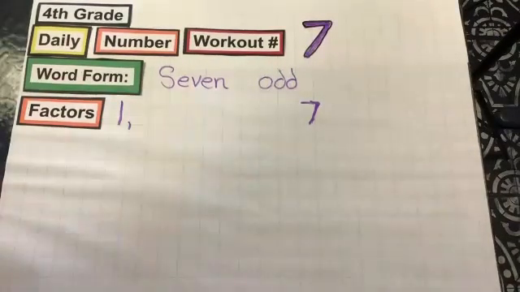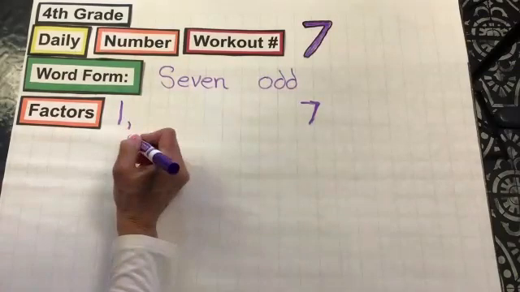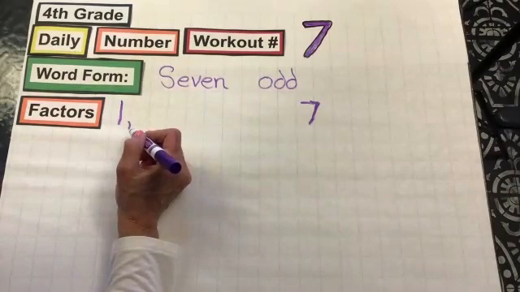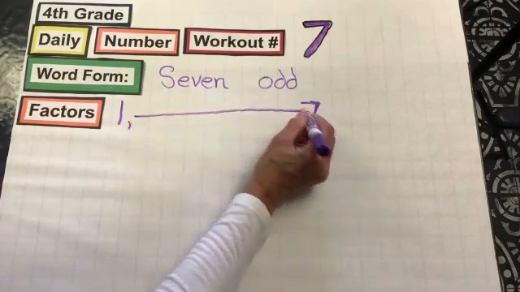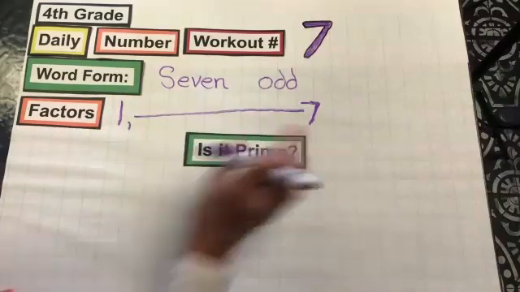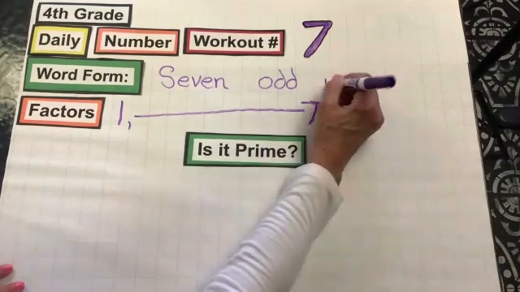All right, let's move on. So does 3 go in? Well, 3 times 2 is 6, so it does not go in. How about 4? 4 times 2 is 8. Nope. 5. 5 times 2 is 10. Nope. 6. 6 times 2 is 12. So none of those go in. So we are done. And because 1 and 7 are the only factors of 7, then it is prime.